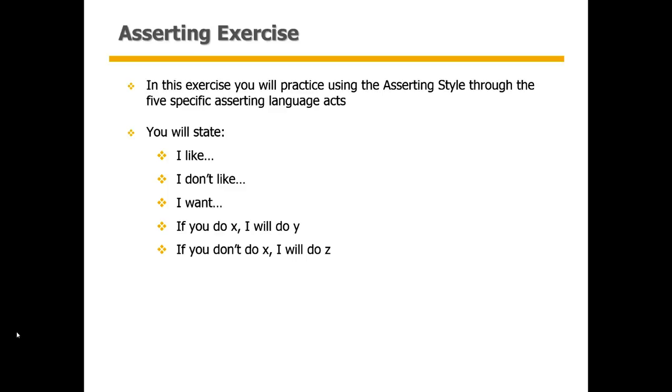I'd like you to approach that person and use these 5 phrases in a conversation with them, stating simply, given the situation, I like this, I don't like that, what I want is this, and if you do what I'm asking, I will do something for you. If you don't do what I'm asking, I'll do something else.